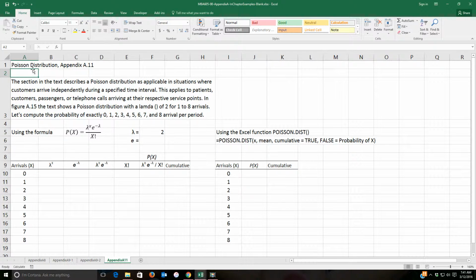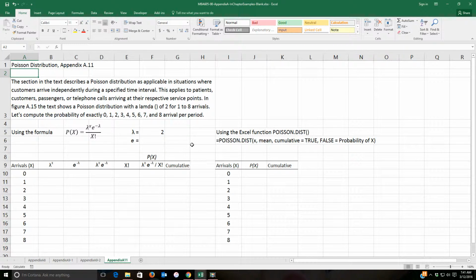If you want to work along, you will need to pause the video and copy these tables. Don't worry about the text, don't worry about this equation. They're just for instructional purposes. Try to put these values in the same cells so that your formulas will match my formulas. As I work through this, I'm going to solve this using the equation that we're provided, and then I'll solve it using the Poisson.dist function in Excel.